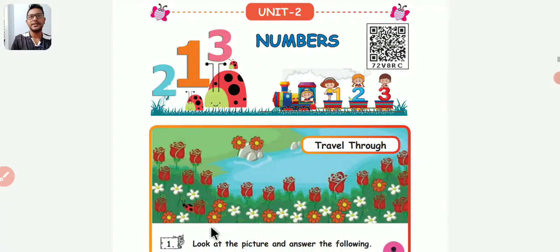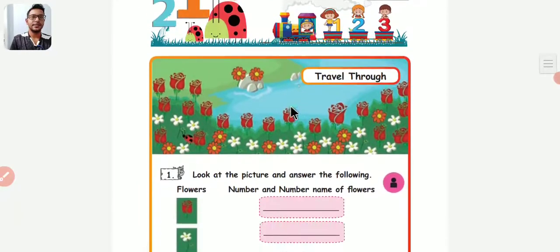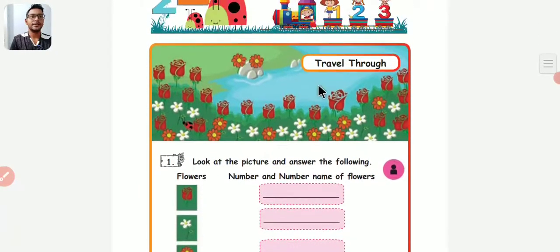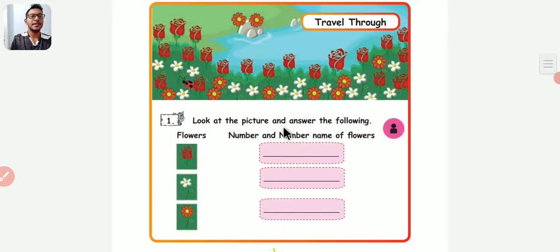Today we are going to learn third standard maths unit 2, numbers. Let us see. So many flowers are there. Here they are giving one exercise: look at the picture and answer the following. We have to look at this picture and answer here. Here we have flowers.